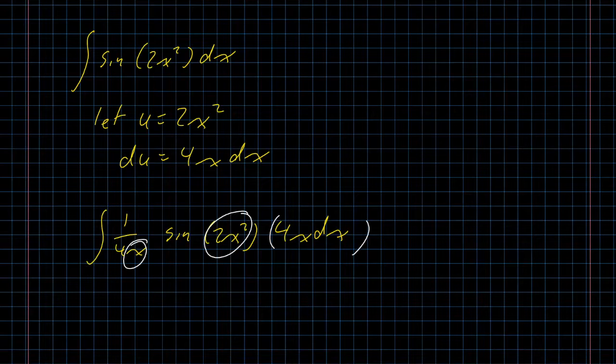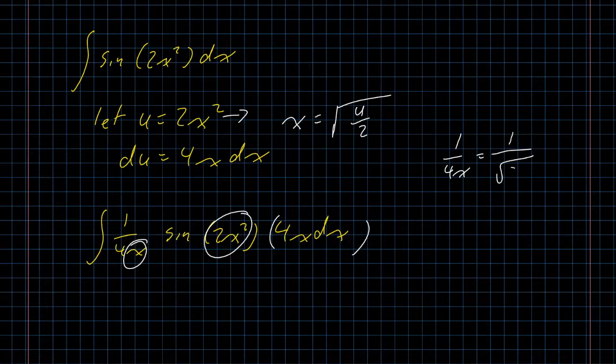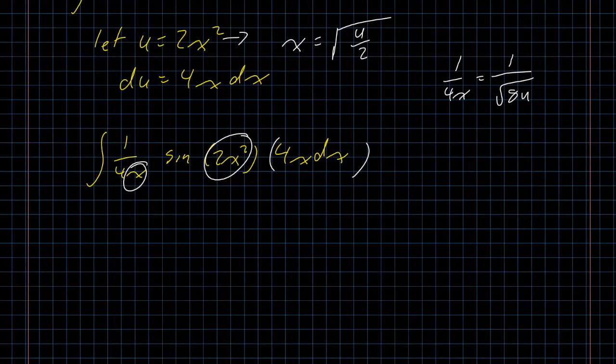It's never a bad idea to try, but in this case, if we try to do that, it looks like if I solve for x here, I would get the positive or negative square root of u over 2. So that means that 1 over 4x would be, well, multiply that times 4, which I guess is the same thing as square root of 16, and we'll get 1 over the square root of 8u. And so after our substitution, we would have the integral of 1 over the square root of 8u times the sine of u du.